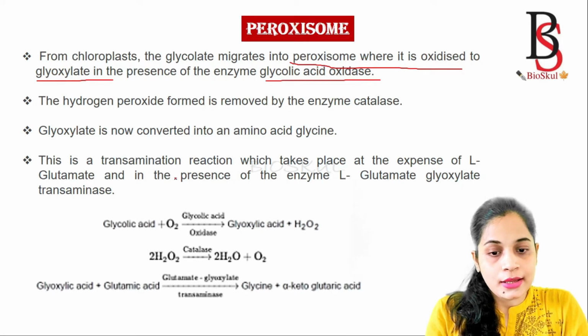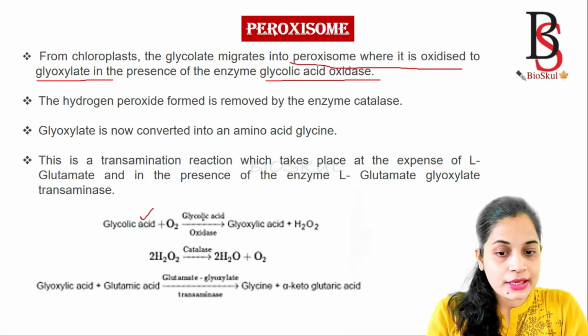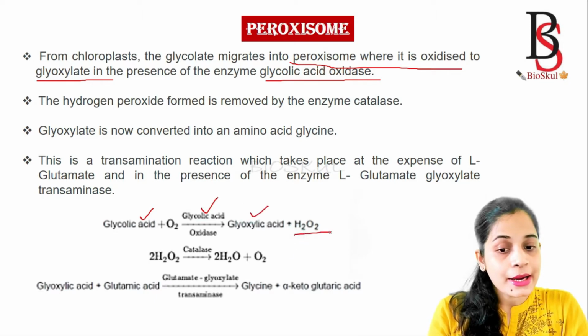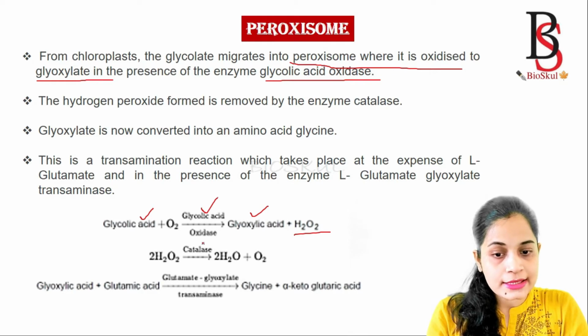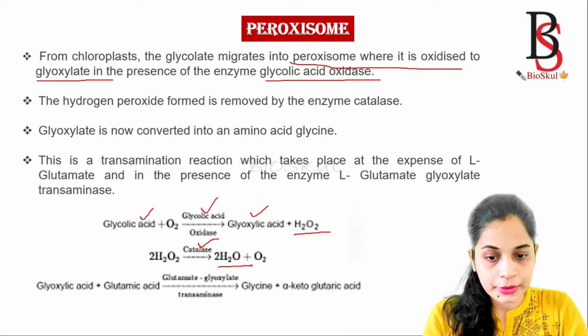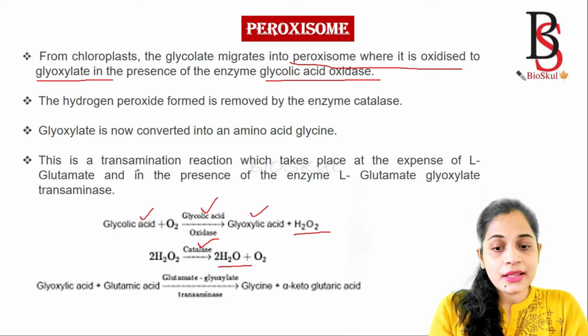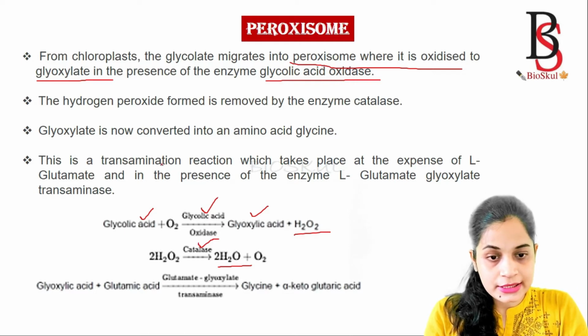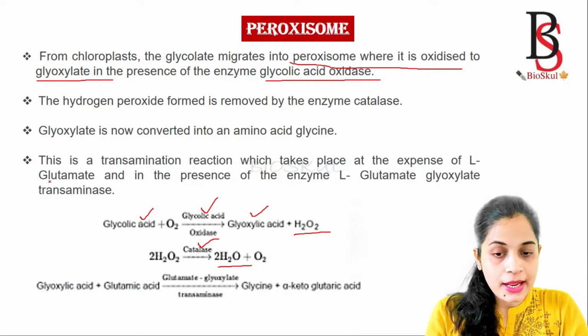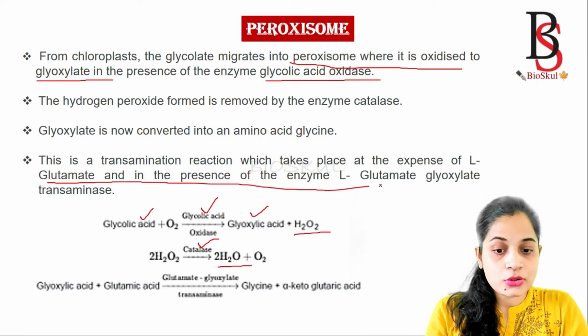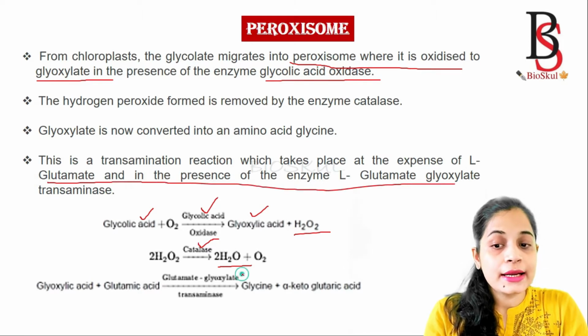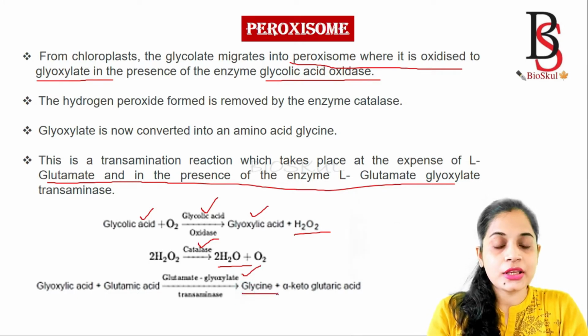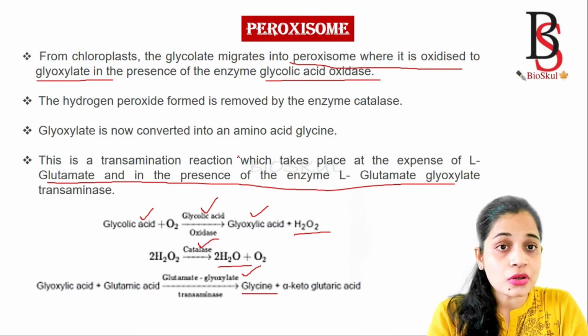Glycolic acid, in the presence of glycolic acid oxidase, forms glyoxylic acid and hydrogen peroxide. The hydrogen peroxide is removed by the enzyme catalase, which converts hydrogen peroxide into water. Then in the next step, this glyoxylic acid, in the presence of glutamate and the enzyme glutamate glyoxylate aminotransferase, forms glycine. So the glyoxylate is converted into glycine.